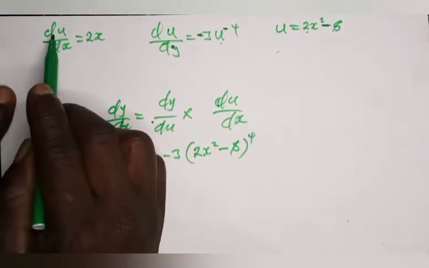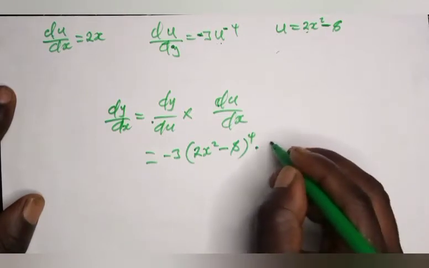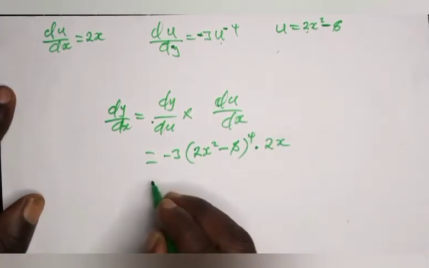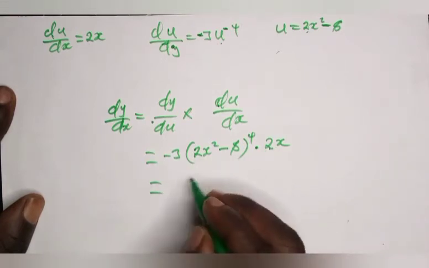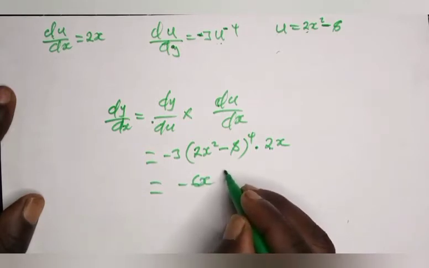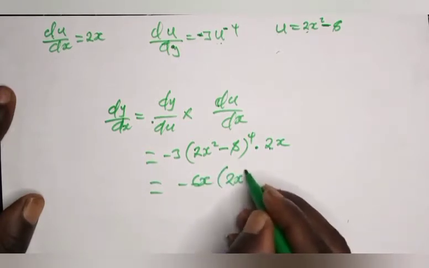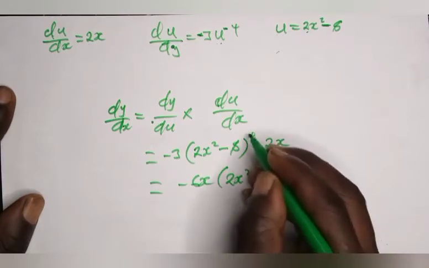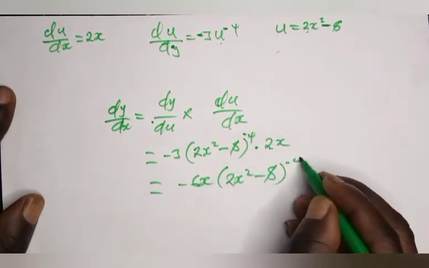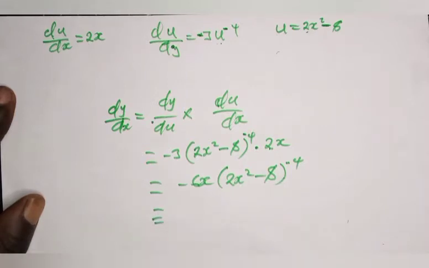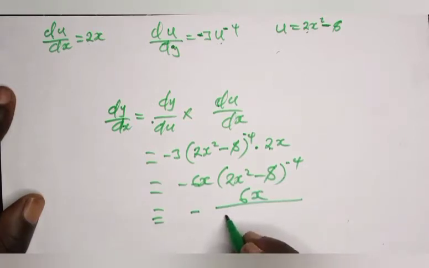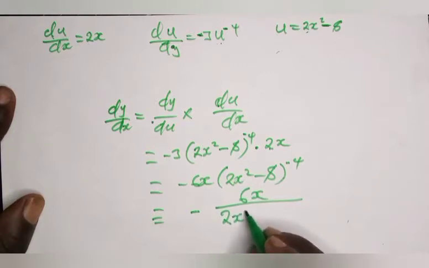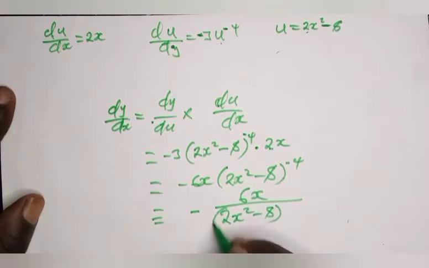Then for du over dx, it is multiplied by 2x, which is 2x times 3, which is minus 6x, open bracket x squared plus 8, power, here there's negative 4. So let's take it into positive form. Then it will be minus 6x over x power 2 plus 8 in the bracket power 4.